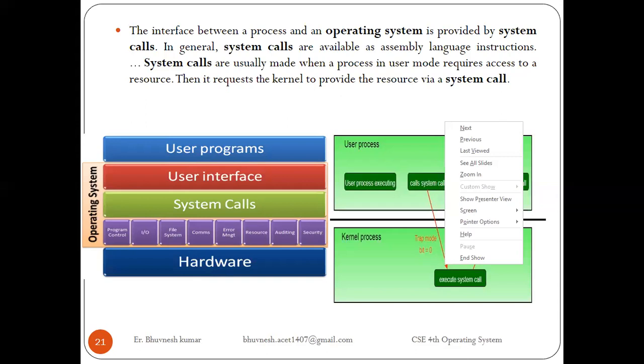System calls are usually made when a process in user mode requires access to resources. Okay, I click the right click button. I require a resource. What type of resource? I want to open a drop down list on my screen, and that resource gets opened through a system call. That system call gets forwarded to the kernel.